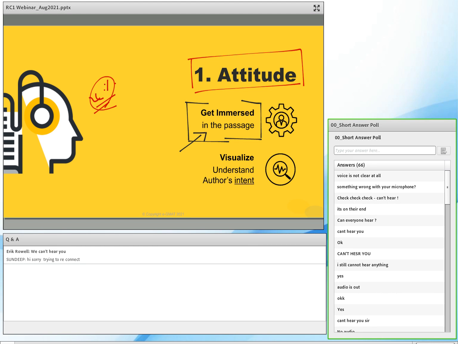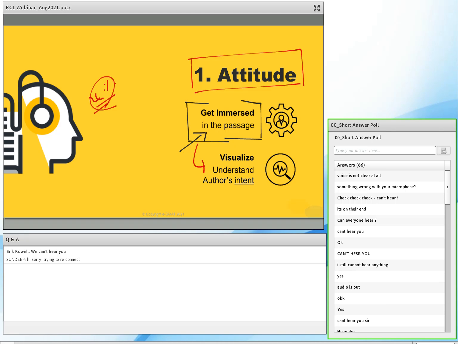So fundamentally, the attitude piece is very important, and I'll tell you why. A lot of us get into RC with this negative mindset that, hey, I don't know this topic very well. I don't know if the length is too long, complex words, complex sentences. But if you come into RC with those aspects in mind, it's very hard to get immersed in the passage. And I'm going to show you what immersion means. And when you're not able to immerse yourself, it's very hard to understand the author's intent. And when you're not able to understand the author's intent, it's very, very tough to do well in RC. So for all the strategies that we're going to discuss right now, keep this in mind.